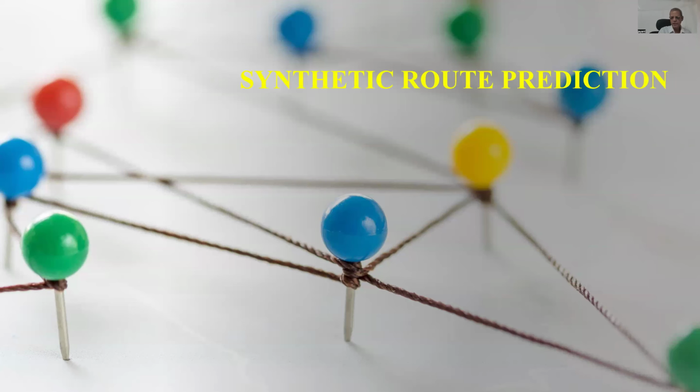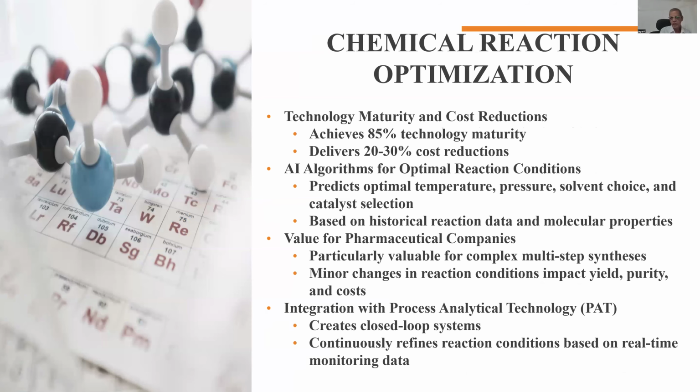Synthetic route prediction is another application where AI can contribute a lot. Chemical reaction optimization is about technology maturity and cost reduction. If we can achieve maybe 85% technology maturity, we can deliver 20 to 30% cost reduction. Our objective is how we can reduce the time, so we always talk about faster, better, and cheaper. These are the areas where we can help in optimizing resources, and time is the most important resource. AI algorithms can really help in finding optimal reaction conditions.